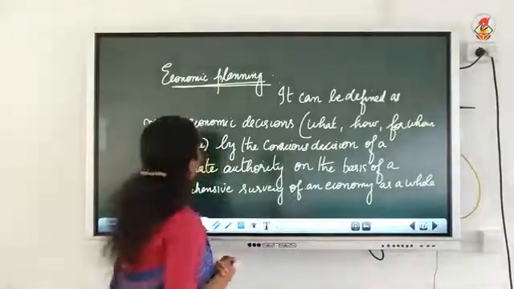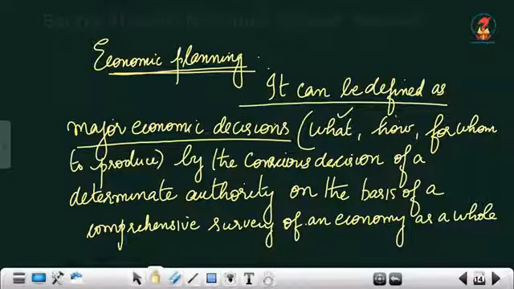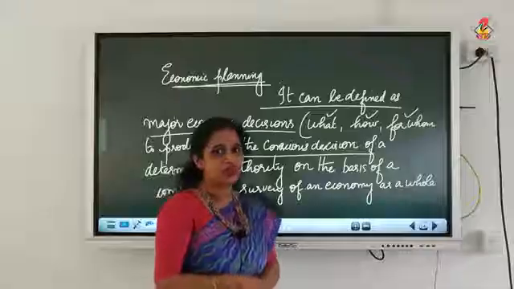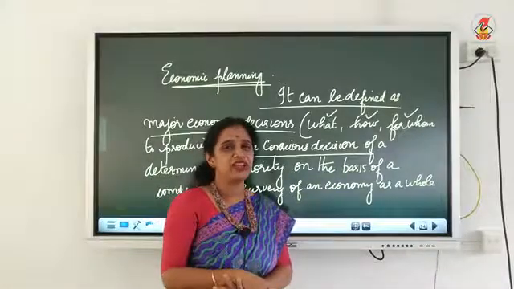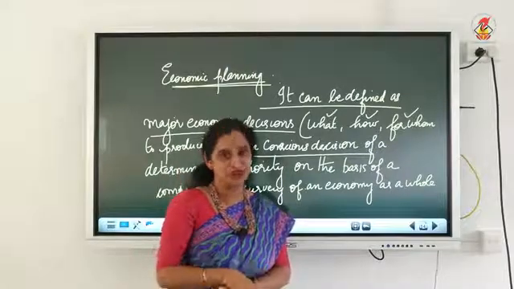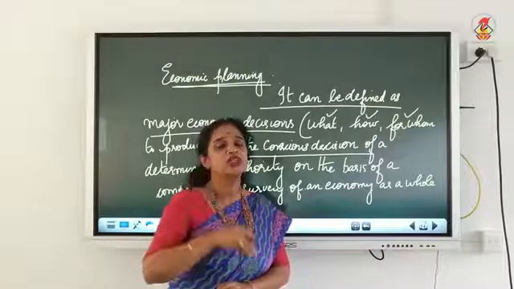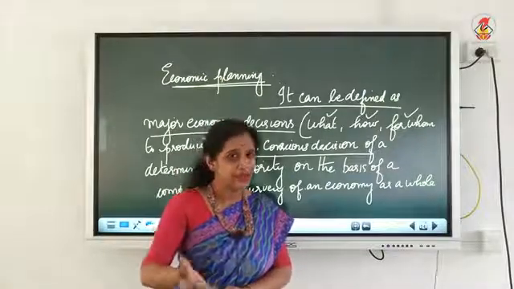Now what is economic planning? It can be defined as the major economic decisions. Which are the major economic decisions? What to produce, how to produce, for whom to produce, by the conscious decision. What is meant by conscious decision? When you make a decision, you have to be very conscious. That means you should have a proper awareness regarding all those things. You can't take a decision simply. You have to learn about that particular problem. Then only you can take a decision.